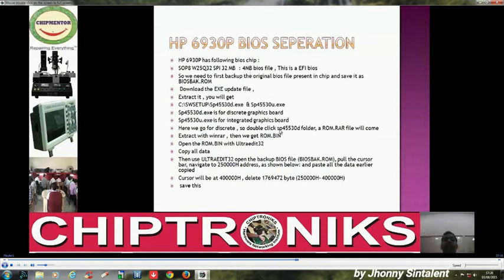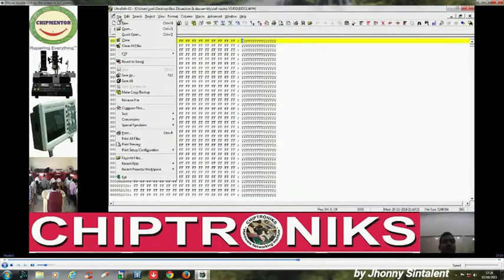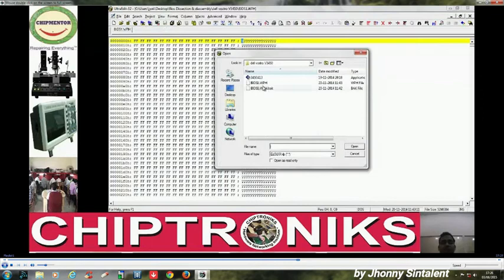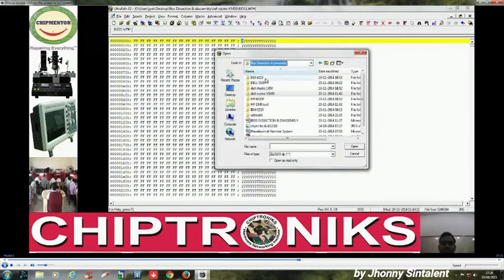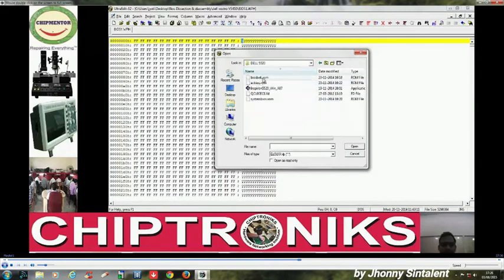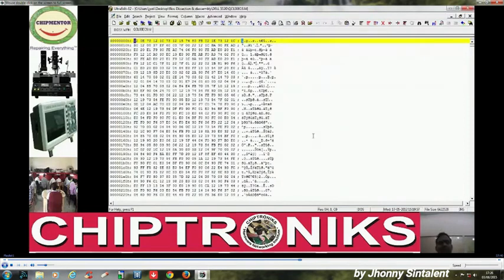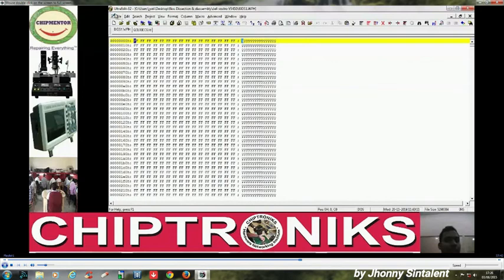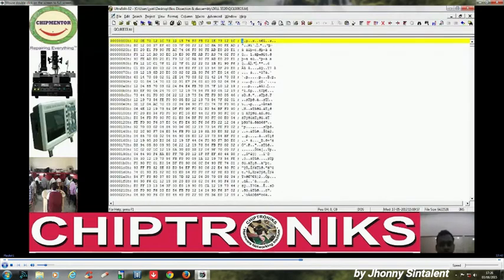So what we will do is we'll open this rom.bin with our UltraEdit. Let us open any file for the sake of purpose, because I don't have it right now. We'll just open this one, the original backup of 6930p. So we have opened it. Let's close the earlier thing. Okay, so we have opened this and we'll copy all this.